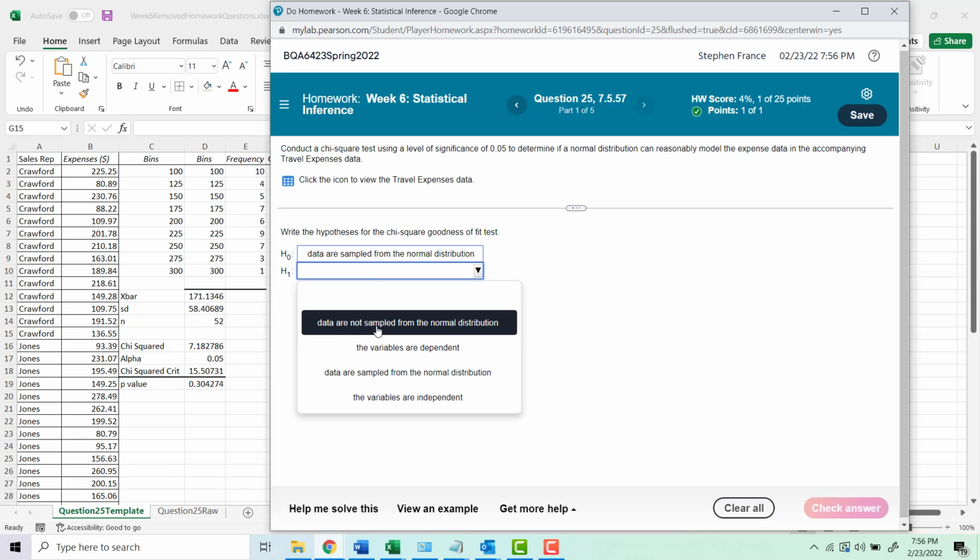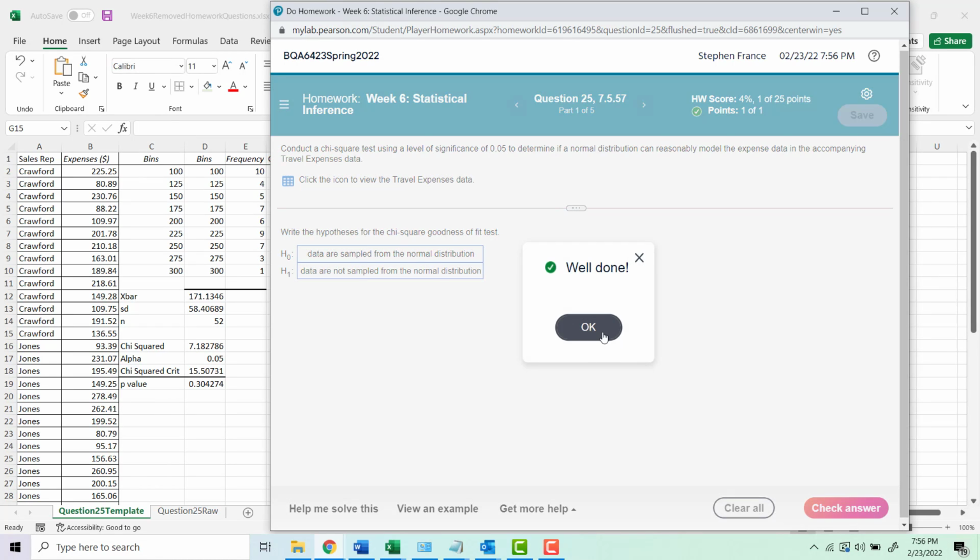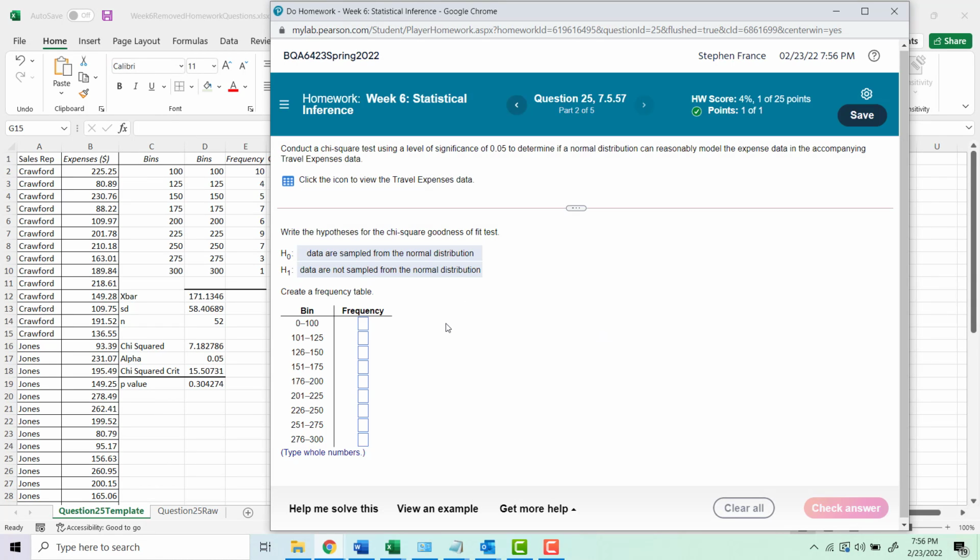And the alternative hypothesis is the opposite, so the data are not sampled from the normal distribution. Okay, so let's just check our answer. And hey, we've done the first part of it.